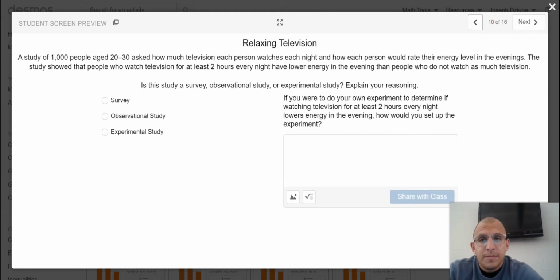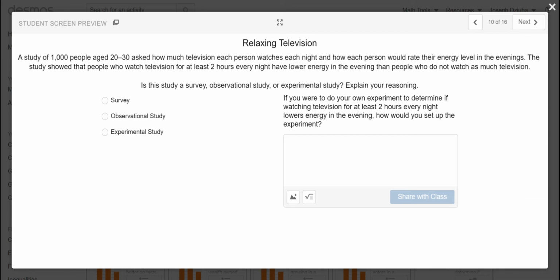To conclude, we have a study of 1,000 people aged 20 to 30 being asked how much television each person watches each night, and how each person would rate their energy level in the evenings. The study showed that people who watch television for at least 2 hours every night have lower energy in the evening than people who do not watch as much television. Is this study a survey, observational study, or experimental study?